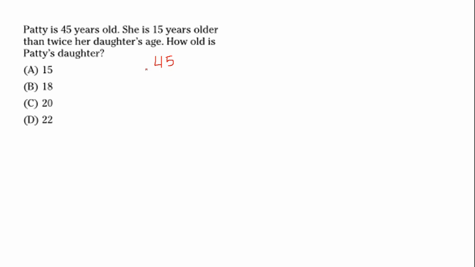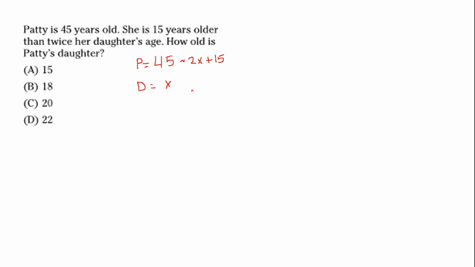So let's just say P is equal to 45. We don't know how old her daughter is, so let's say we don't know her daughter's name either, so we're going to say her daughter is X years old. So that means Patty is twice her age, that is 2X, plus 15 years. How old is Patty's daughter? Okay, that's the question.